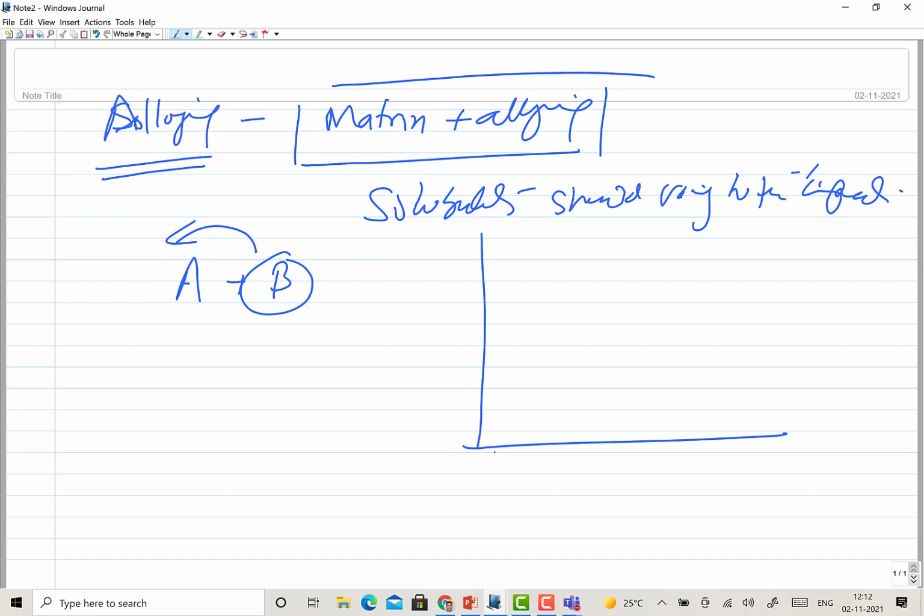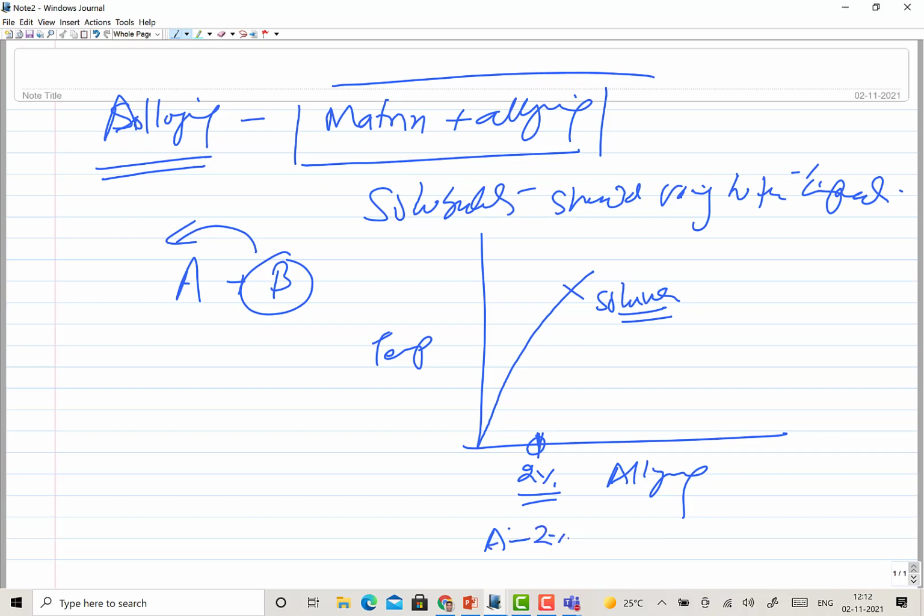Say the alloying element, here we have the y-axis, temperature, and here you have alloying concentration. So the solubility keeps on increasing like this with the increase of temperature. This line is known as the solvus line, which is indicating the variation in the solubility of the alloying element as a function of temperature. So say a particular concentration of the alloying element is say 2% B.